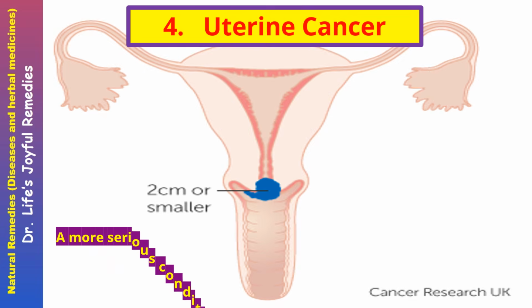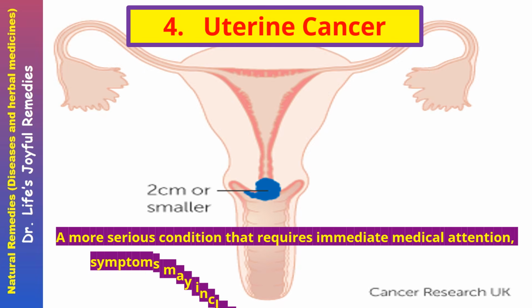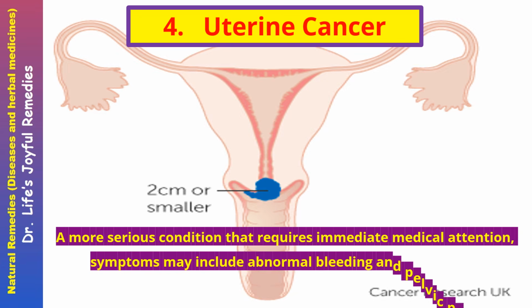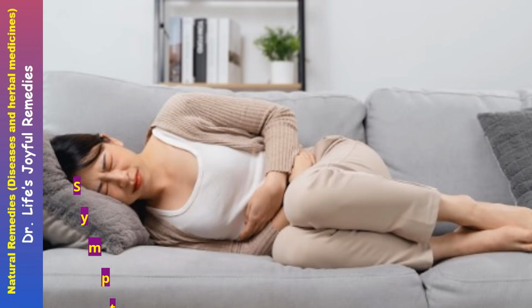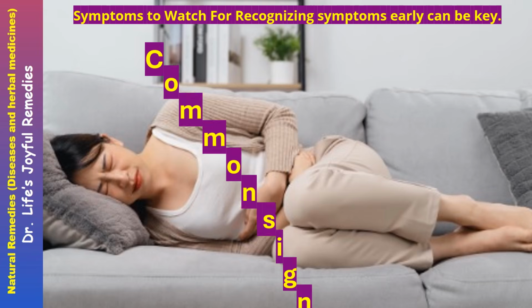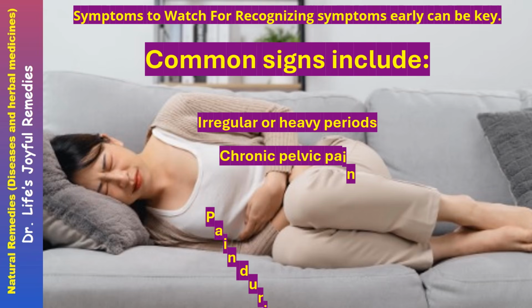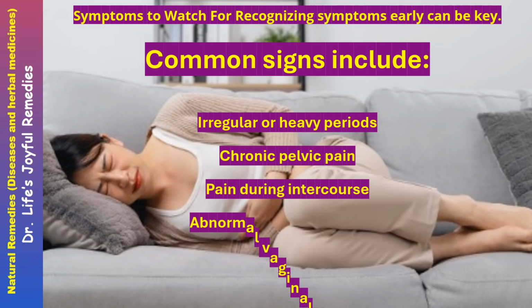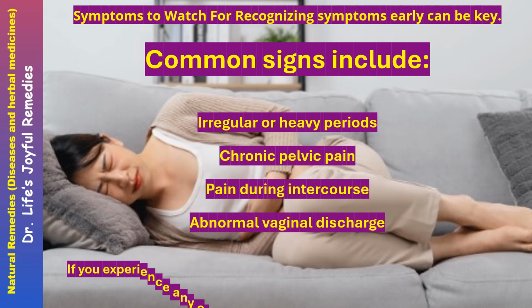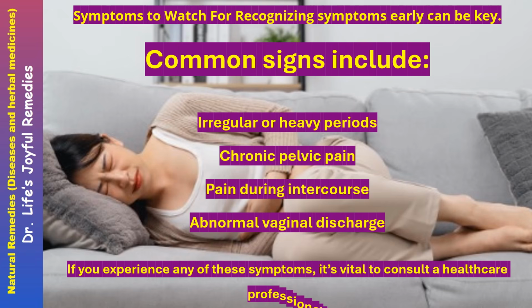4. Uterine cancer. A more serious condition that requires immediate medical attention. Symptoms may include abnormal bleeding and pelvic pain. Symptoms to watch for. Recognizing symptoms early can be key. Common signs include irregular or heavy periods, chronic pelvic pain during intercourse, abnormal vaginal discharge. If you experience any of these symptoms, it's vital to consult a healthcare professional.